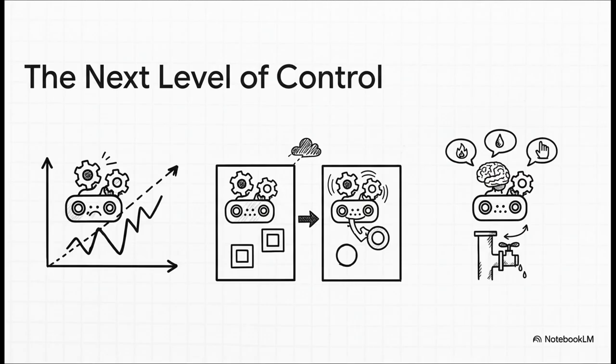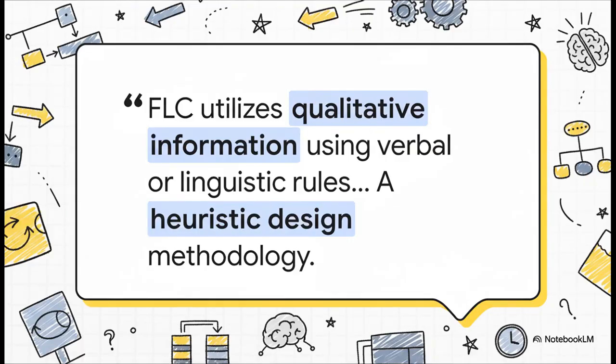But maybe the most interesting of all is fuzzy logic. This actually lets engineers program a controller using qualitative, human-like rules instead of just hard numbers. And this quote just nails it. The key here is the heuristic approach. It's a practical rule-of-thumb method. So, instead of just relying on complicated math, a fuzzy logic controller can be programmed with concepts like a little too hot or slightly too high. It lets the system make nuanced decisions, a lot like an experienced human operator would.